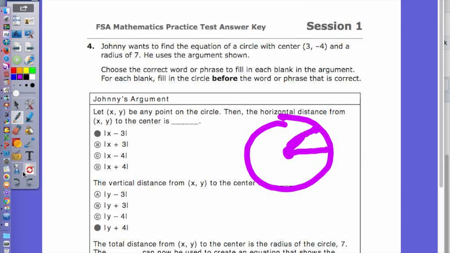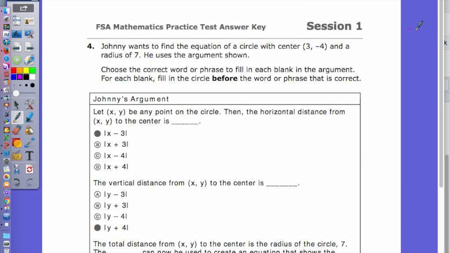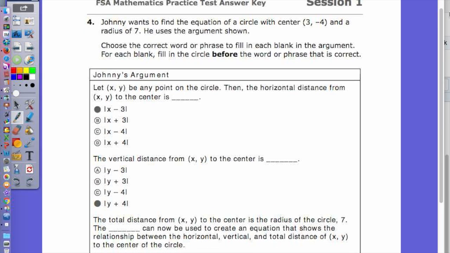Next problem. On this one, your default for the standard form of an equation of a circle would be x minus 3 quantity squared plus y plus 4 quantity squared. So that's where they're getting that x minus 3 in absolute value. It's absolute value because the center could be 3 to the right, or its x value is 3 either way.